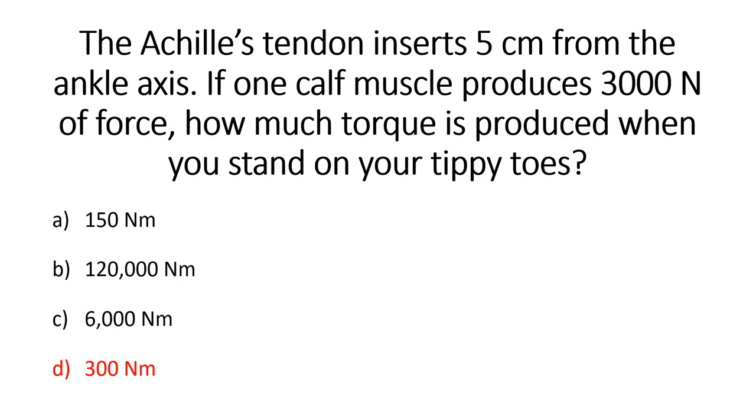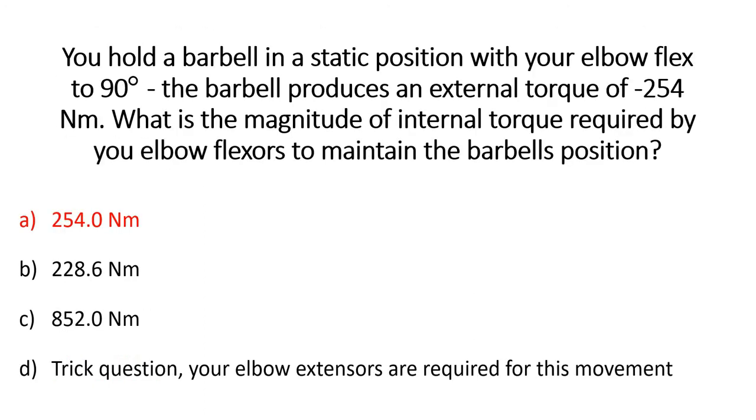Okay, and finally then, holding a barbell in an isometric or static position with your elbow flexed at 90 degrees produces an external torque of minus 254 Newton meters. What, therefore, is the magnitude of the internal torque required by your elbow flexors to maintain the barbell in its position? The answer is A.